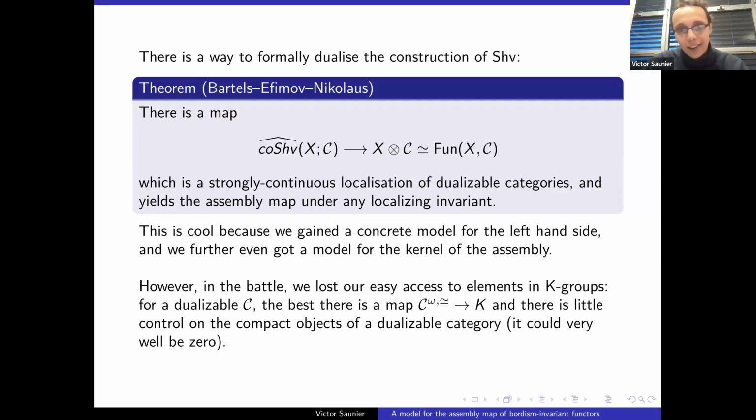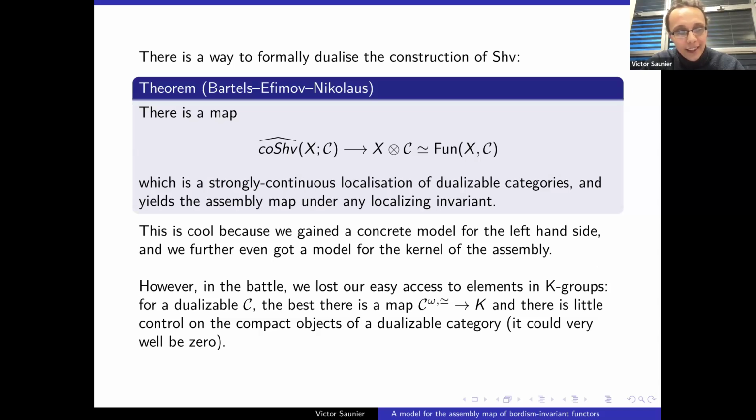There's one thing we lost, however, by passing to dualizable categories. We still only have a map from the K-theory space into the K-theory space, sorry, but this map is not from the maximal subgroupoid of C, it's from the maximal subgroupoid of compact objects in C. And the point is that if you have a general dualizable category that's not necessarily compactly generated, you have almost no control on the compact objects. It could very well be that the left-hand side of this map here is just 0. So it's still hard to produce elements in the left-hand side.